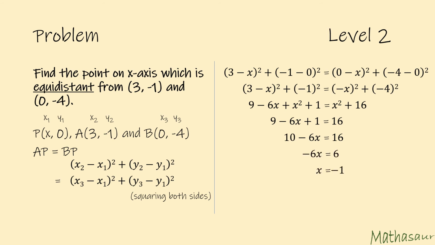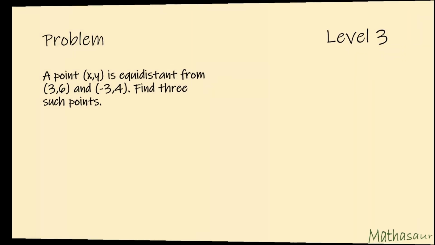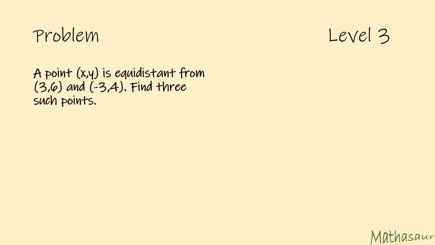We get x is equal to minus 1. So point P would be minus 1, 0. Let us look at another problem. A point x, y is equidistant from 3, 6 and minus 3, 4. Find 3 such points. Let us call the unknown point as P with coordinates x, y, point A 3, 6 and point B minus 3, 4.